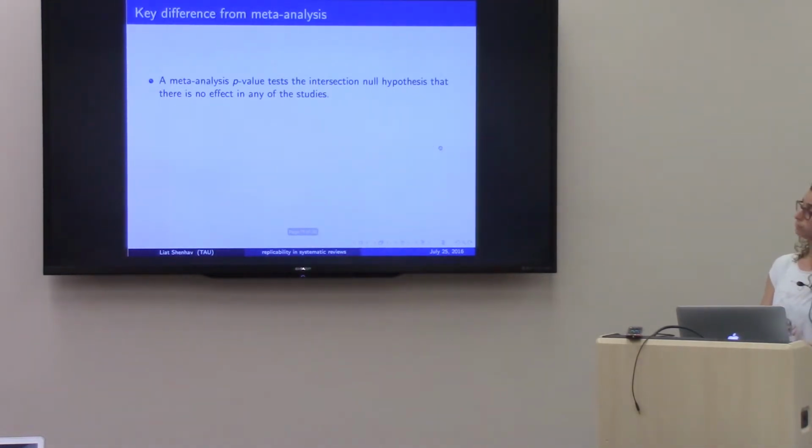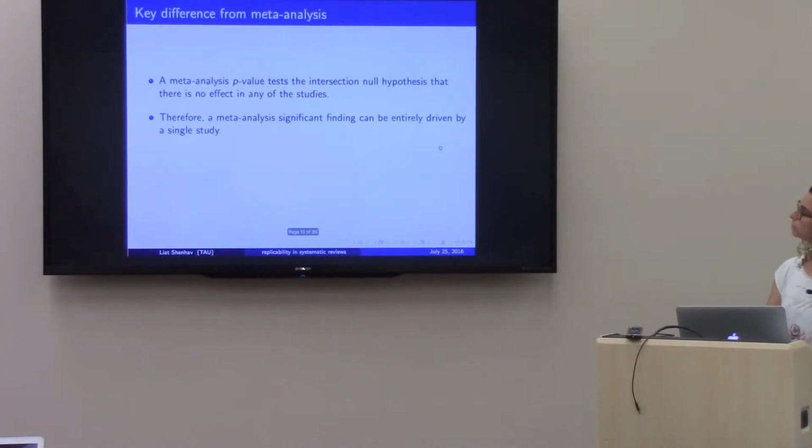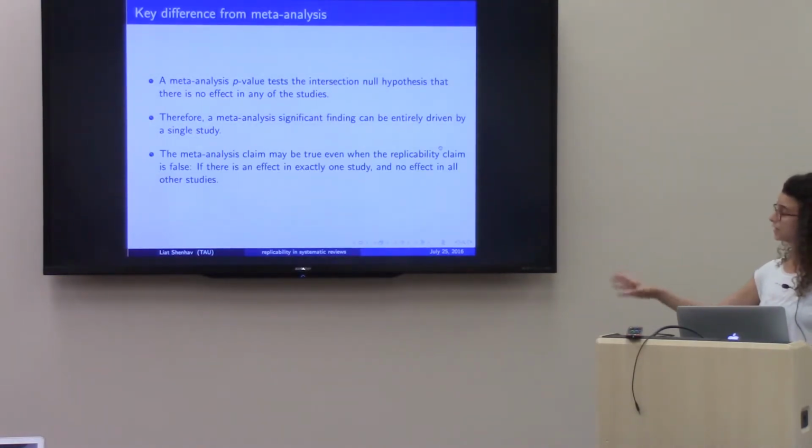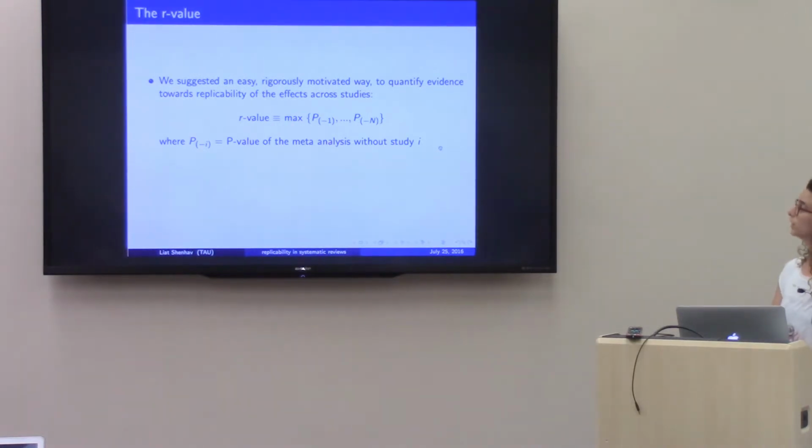So what's the key difference? The key difference is in the null hypothesis. The meta-analysis p-value tests the intersection null hypothesis of no effect at all in any of the studies. And therefore, as I said, the meta-analysis can be significant, but only because of one study. And in this case, the meta-analysis claim can be true, and the replicability claim can be false. So what do we do? We offer this quantity that quantifies the evidence towards replicability.